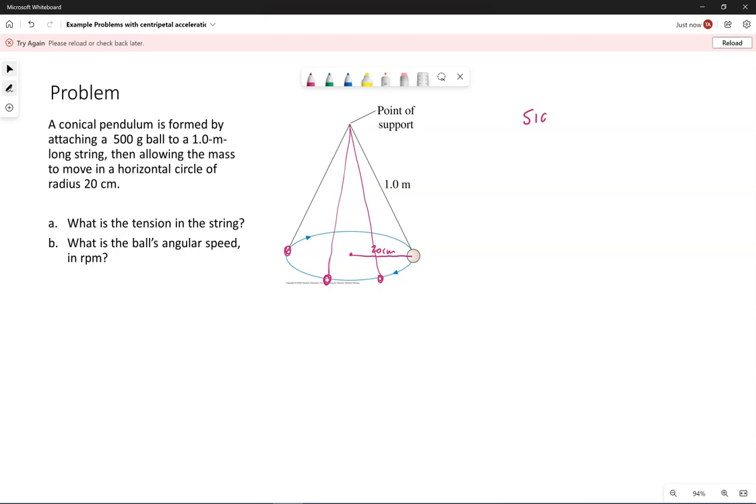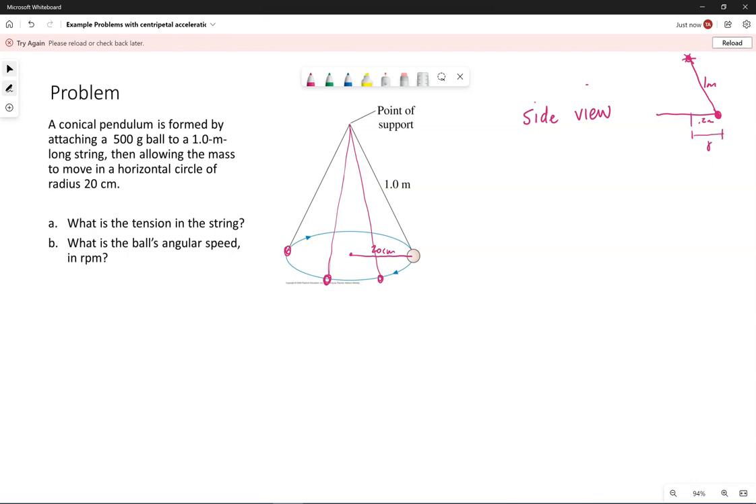If I were to look at this ball perfectly from the side, I would just see the edge of the circle. The radius would be there. The string would go up to here. So the string is held in place at the top. The point of support is what it's labeled in the original picture. The string has a length of 1 meter. The radius it makes is 20 centimeters, so 0.2 meters.